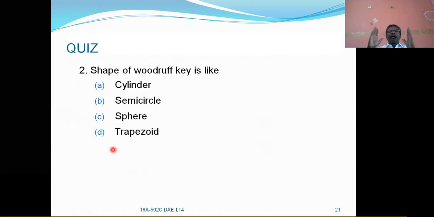And what may be the shape of the Woodruff key? So you can see it is not the cylindrical shape, it is not the sphere shape, it is not the trapezoidal shape, and it is also not a tapered square. It is semicircular shape. B is the right answer.